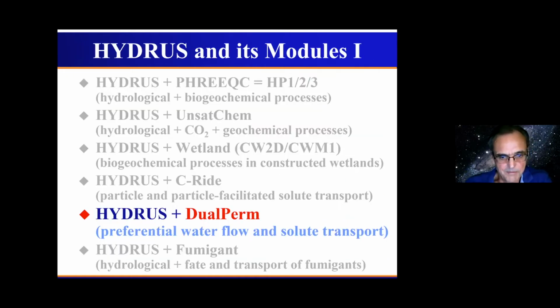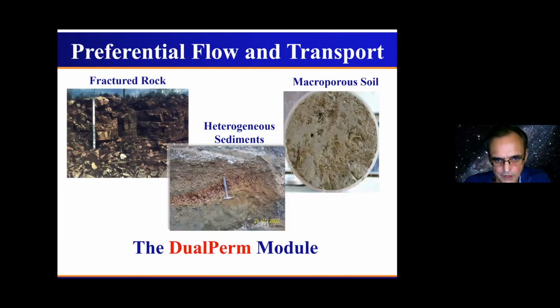Dual permeability module deals with the preferential flow. So if you look at these different geological conditions, you will never see homogeneous systems, right? You will always see some fractures, you will see some macropores, some preferential flow pathways. And the Richards equation, convection dispersion equations were really not built for these systems. So how do we address these more complex systems?